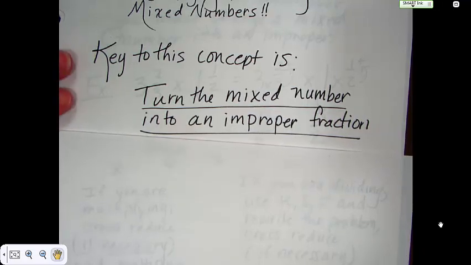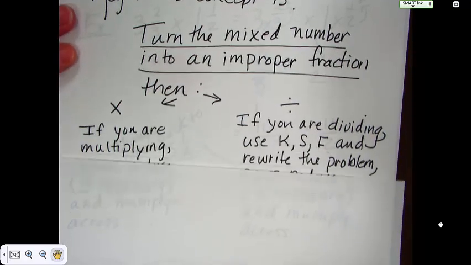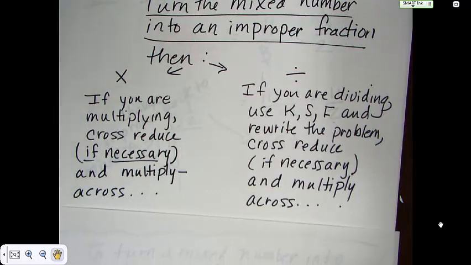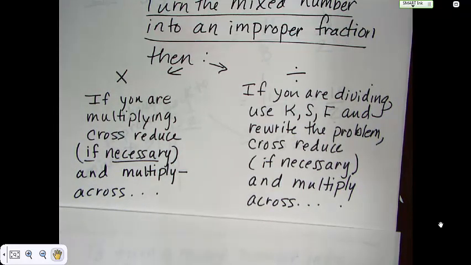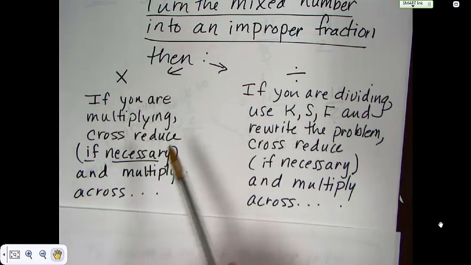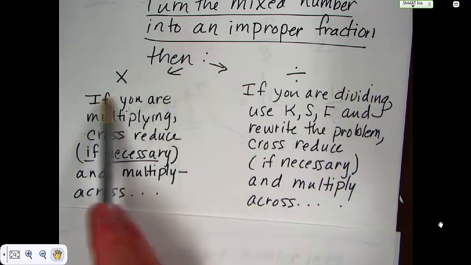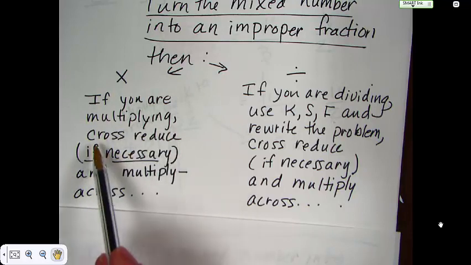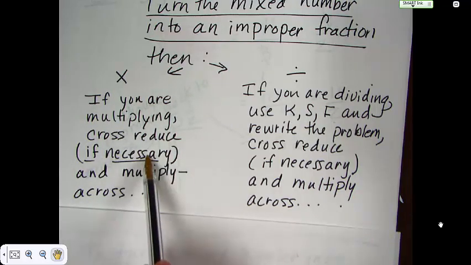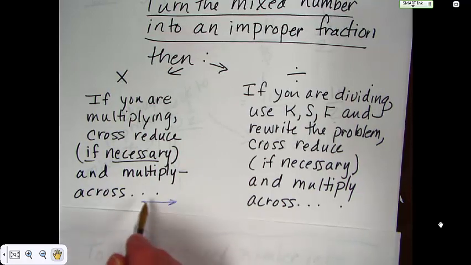That's the real key here. Okay? Now, if you are multiplying, and this is important to get in your notes, turn to an improper fraction, and then cross-reduce if necessary, and then multiply across. And I mean straight across, left to right, multiply straight across, okay?